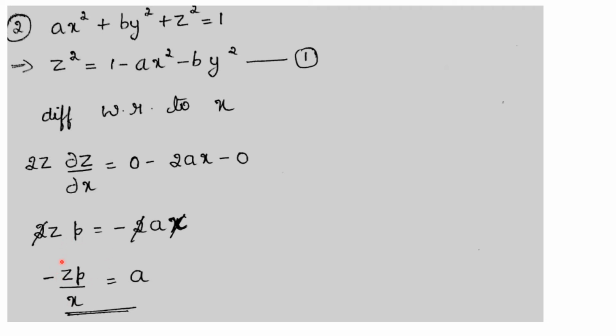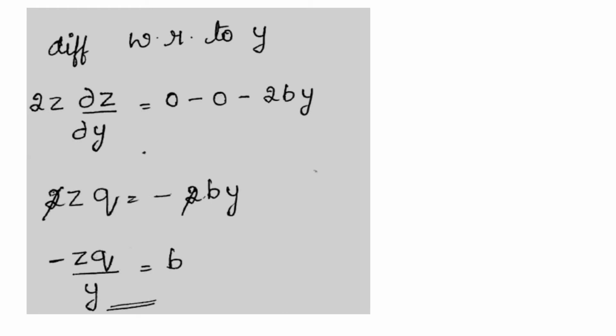So we have found a, now to substitute in equation 1. Next we need to find b. To find b, we need to differentiate equation 1 partially with respect to y. So differentiation of z square with respect to y is 2z into dou z by dou y. 1 is 0, ax square is a constant with respect to y, so that entire term is 0. Differentiation of by square with respect to y: differentiation of y square is 2y, so 2y into b is minus 2by. So that will be your RHS now.